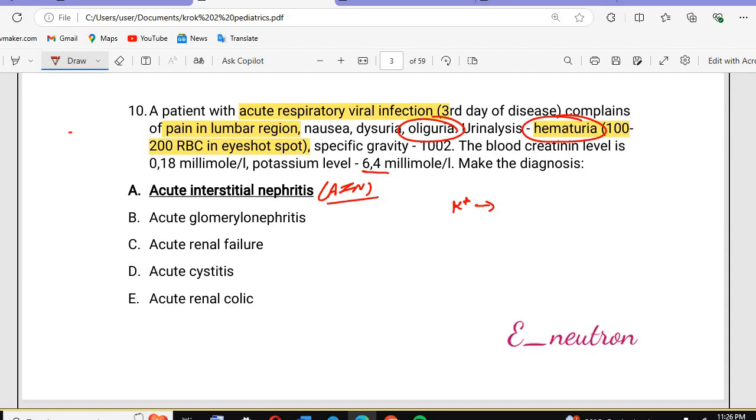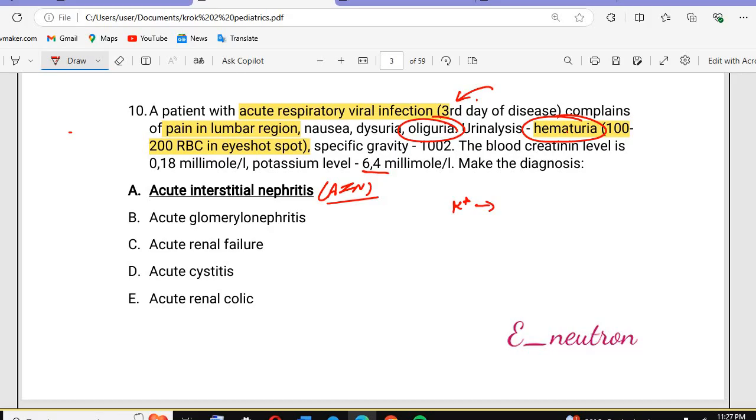So with acute respiratory viral infections, there can sometimes be an infection. I told you there can be an infection. And on the third day of the disease, some medication has to be started in this patient. After that, they have not mentioned the wrong thing. The complaint of pain in the lumbar region, again they have to give medicines like painkillers or NSAIDs, due to which we have got the hematuria and the specific gravity.